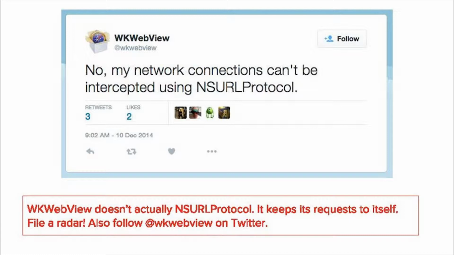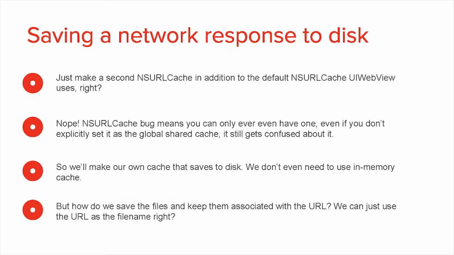So the next challenge in downloading these is saving these requests to disk, or the responses rather. So the first thought is you make an NSURLCache, and you make a second one, right? You have your standard URL cache, and you make another one. But actually, there's a little bit of a bug in NSURLCache where you can only have one. And not just the global, shared URL cache. If you make a second one, it actually really confuses the system.